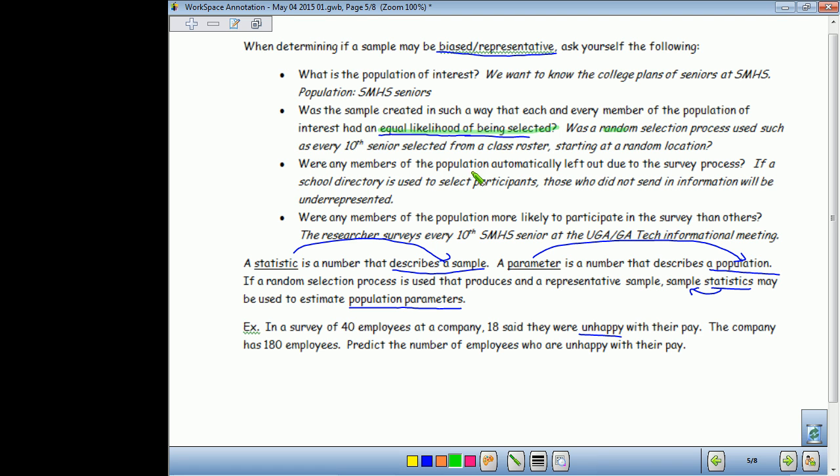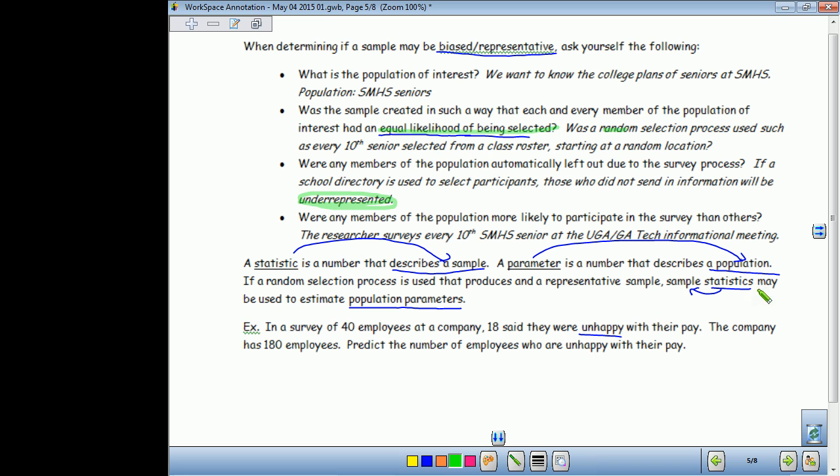Were any members of the population automatically left out due to the survey process? So, if they used the school directory to select their participants, those who chose not to send in their information would be underrepresented. What about those not going to college? Yeah, that could be an underrepresented part of the population.